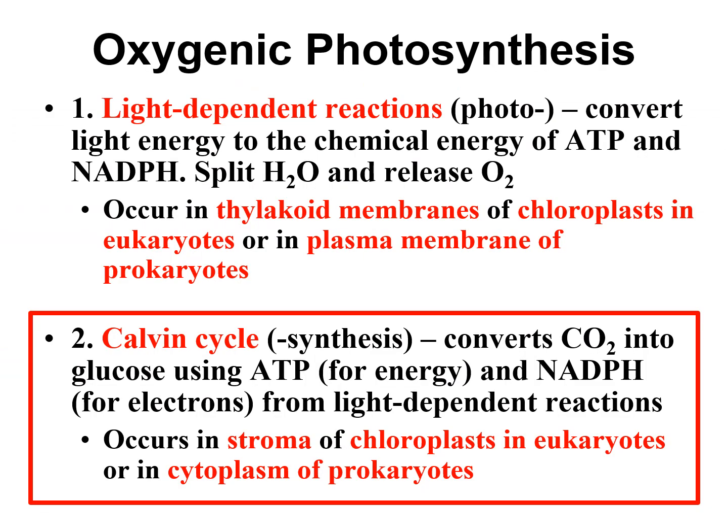Okay, and then speaking of the Calvin cycle, that's our second step of photosynthesis. So this is where we're going to fix carbon dioxide. We're going to make it part of an organic molecule, and we're going to use that to make glucose. And I would know where this occurs in both eukaryotes and prokaryotes.